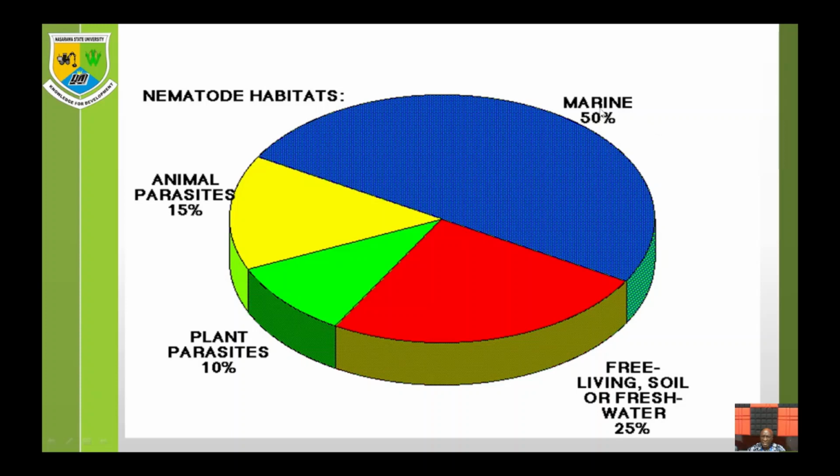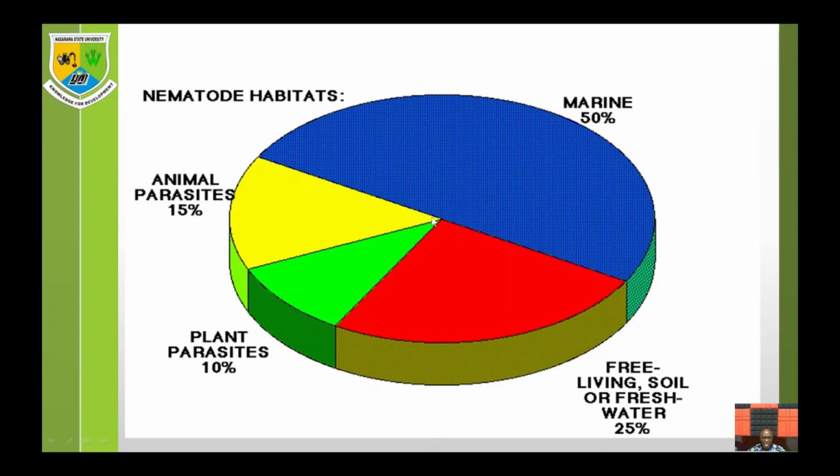We have the marine habitat, which is represented by a blue color. That is the beauty of pie charts. Colors are used. We have the free living soil nematodes, or freshwater living nematodes, those that live freely in soil, and those that live in freshwater. They are represented here. And we have the plant parasitic nematodes, and we also have the animal parasitic nematodes.